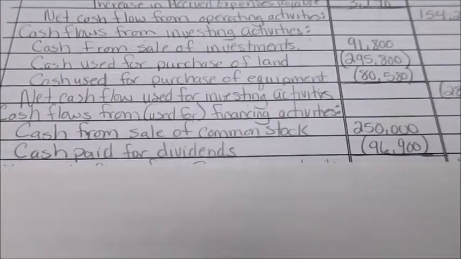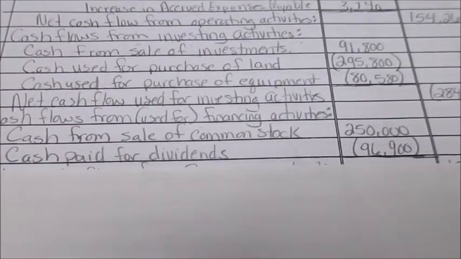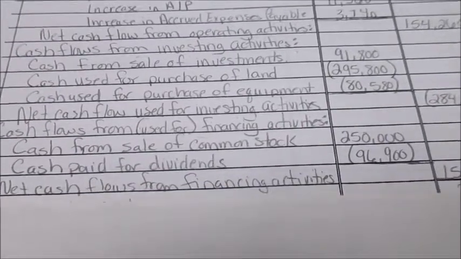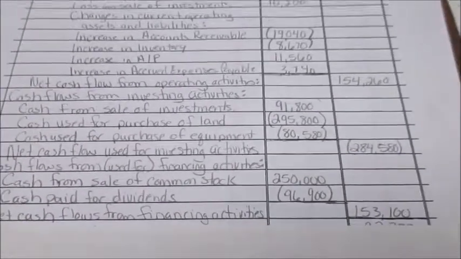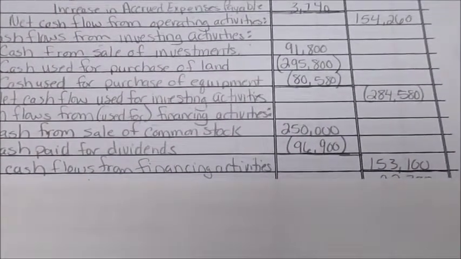Cash paid or received from bonds or notes payable. We didn't have any of those. So then we're going to add these up for net cash flows from financing activities. We take the $250,000 minus the $96,900, and we get $153,100.